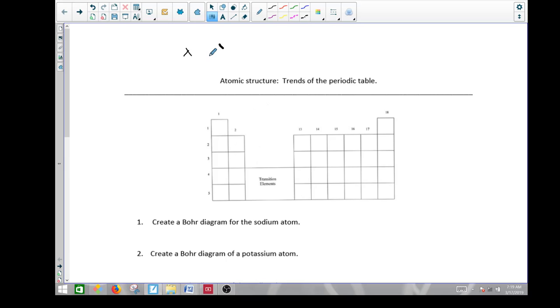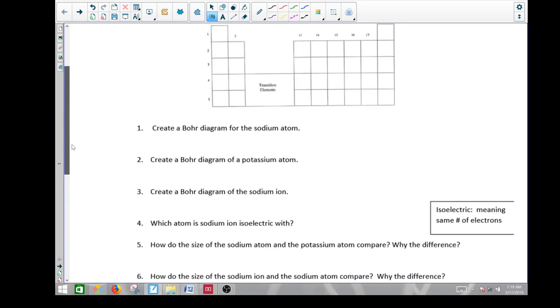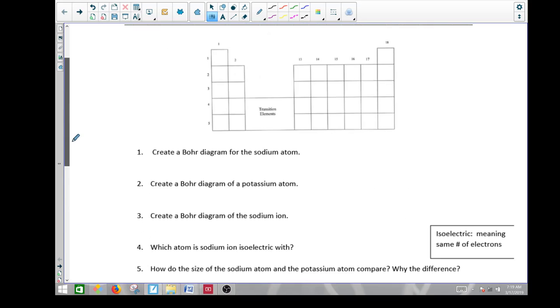All right, so first off, it says create a Bohr diagram of the sodium atom. Okay, so we're talking about modeling atoms here. Again, your goal would be to try these out and check the answers afterwards. All right, so Bohr diagram of a sodium atom. Again, they're never going to see a question like this on an AP test, but the content that you're using to create this is everywhere.